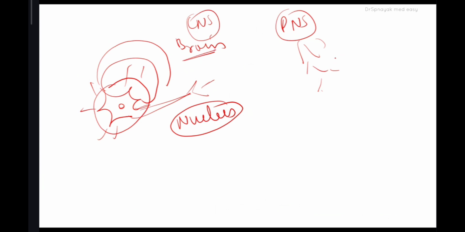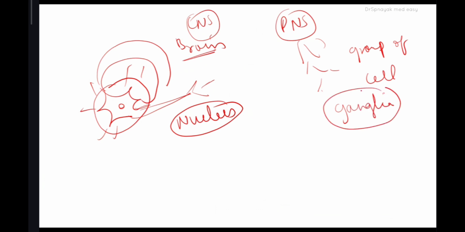And in peripheral nerves, if a group of cell bodies forms together, it will form a ganglia. You have to remember these two terms: one is nucleus and one is ganglia. Nucleus is nothing but a group of cell bodies in the brain, and ganglia is nothing but a group of cell bodies in peripheral nerves.